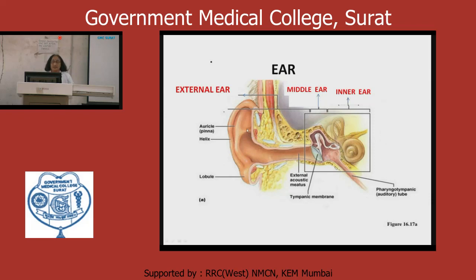You can see the different parts of the external ear, which are the auricle, also called the pinna, and the external acoustic meatus. Then the middle ear, you can see in the given diagram, is separated from the external ear by the tympanic membrane. This tympanic membrane is obliquely placed and separates the external ear externally from the middle ear internally.